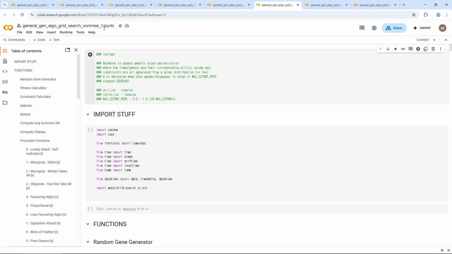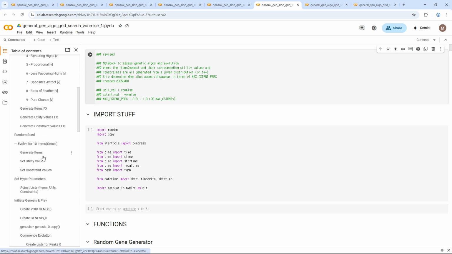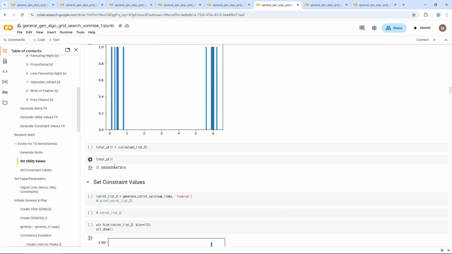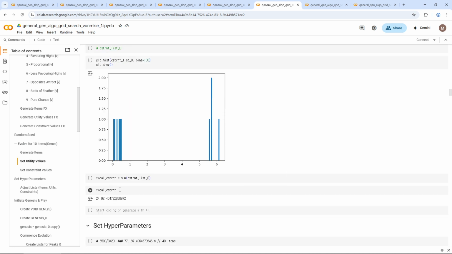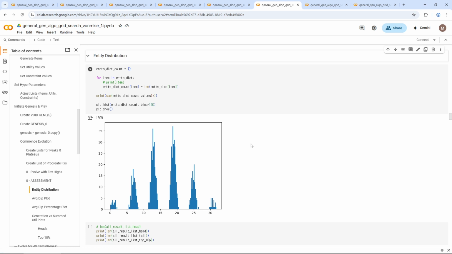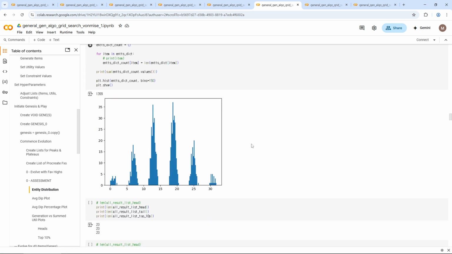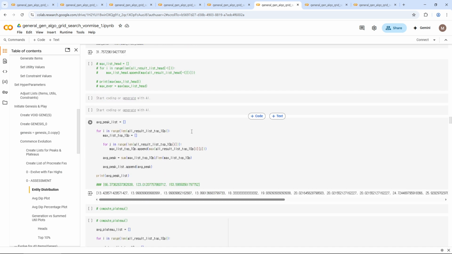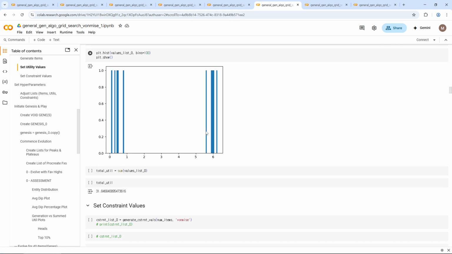Okay. Von Mises distribution, 10 items. Let's just make this quick. That's what it looks like. Total sum is 31. Total sum of constraint values is 24. Distribution looks like this. Maximum ever was 31. 31 out of 31. Well, that's good, I think.